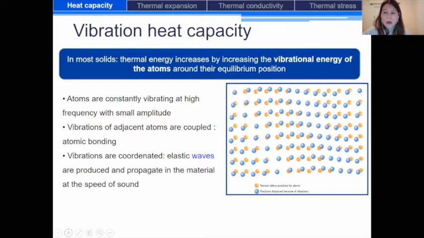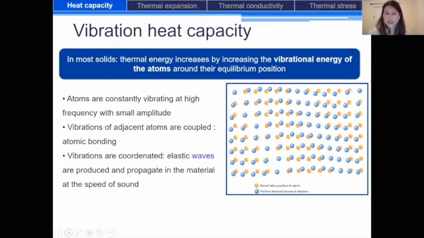So now we already introduced that these atoms form bonds with each other, and there is a spacing distance of equilibrium between them. So one atom is dependent on the position of its neighbors, and so the vibrations of adjacent atoms are coupled due to this atomic bonding. And so if I want to describe the position of one atom, I should describe also the position of these adjacent atoms.